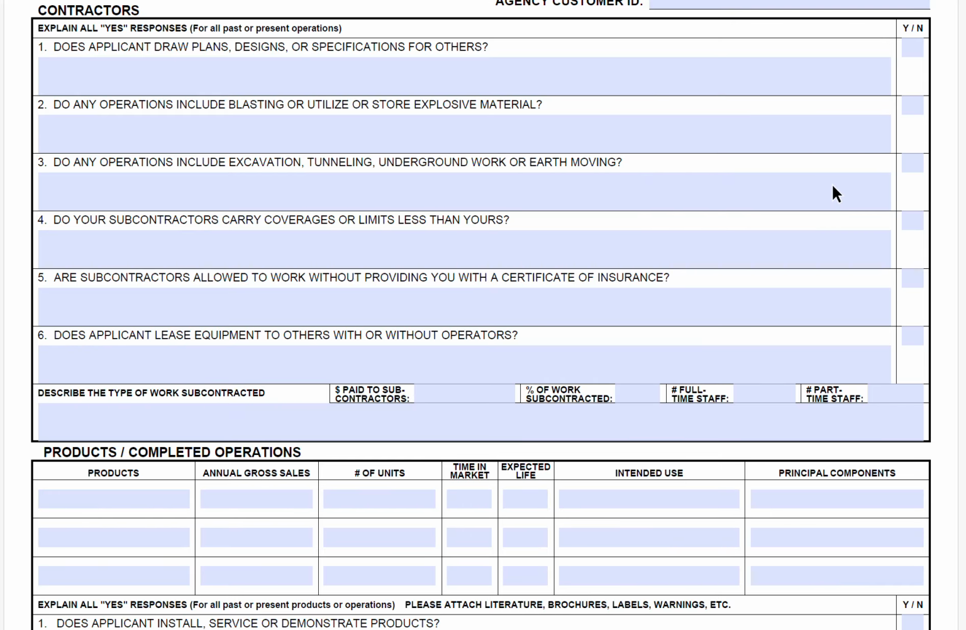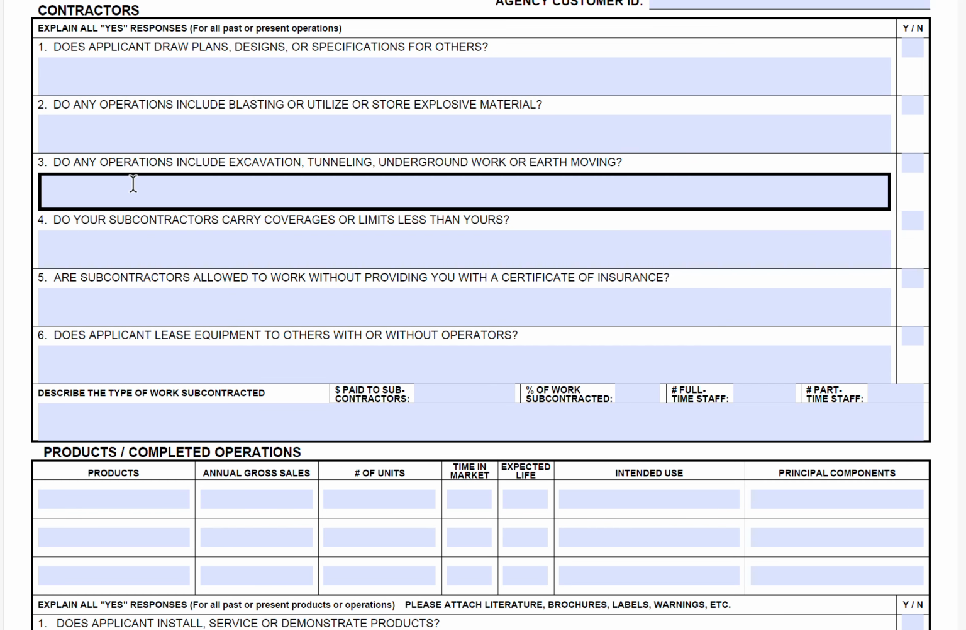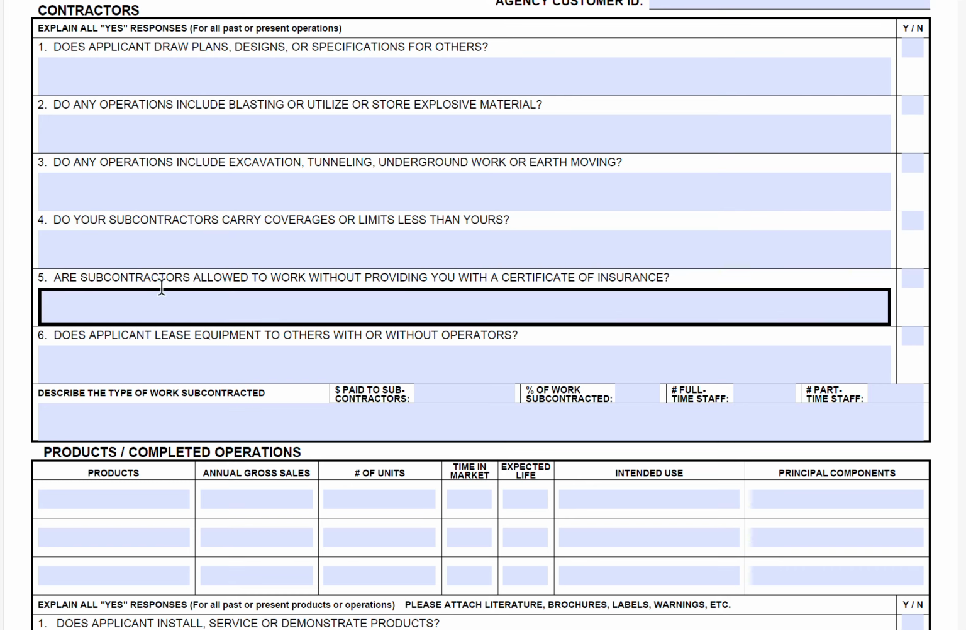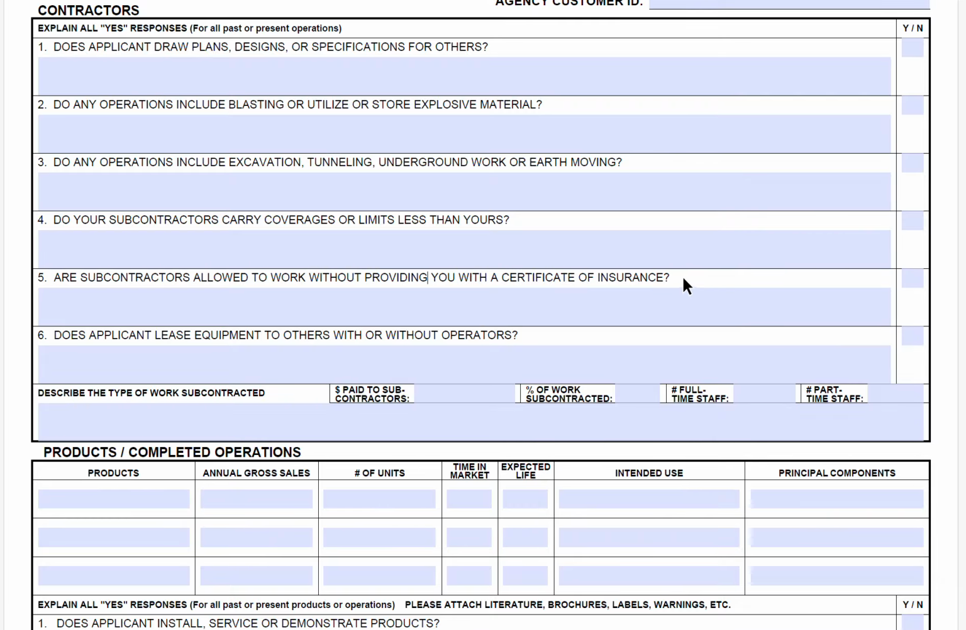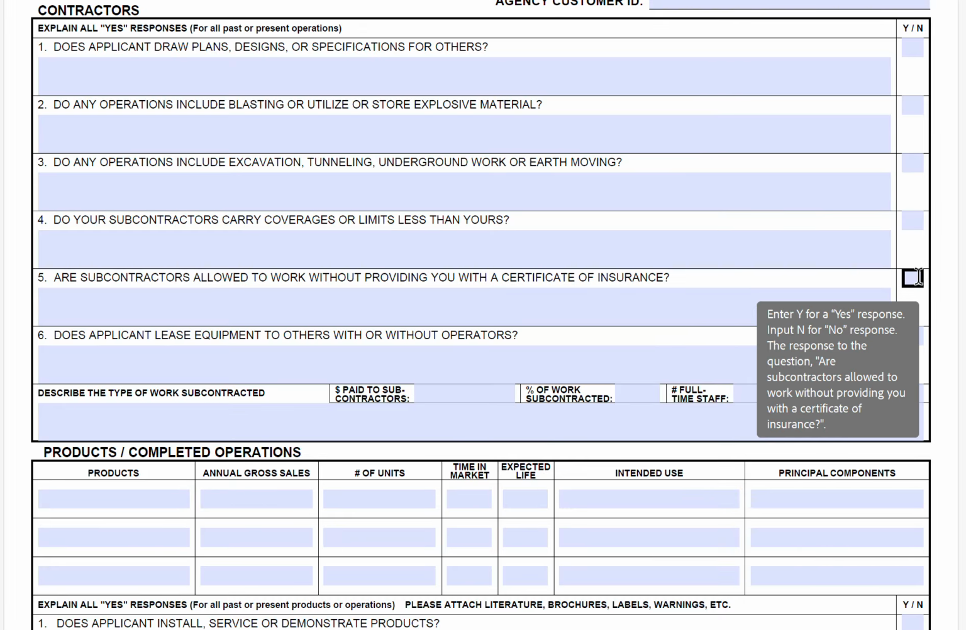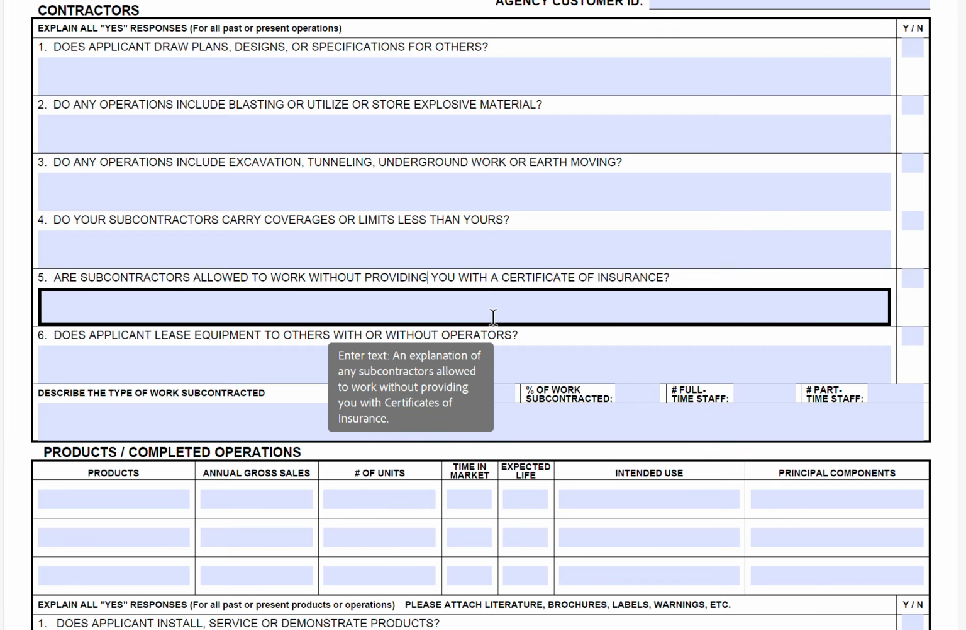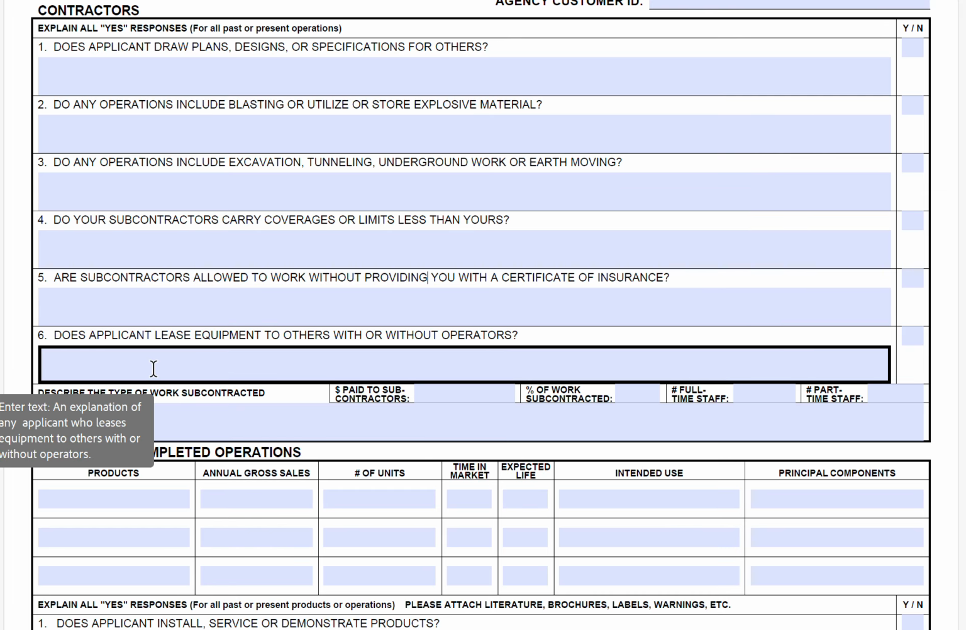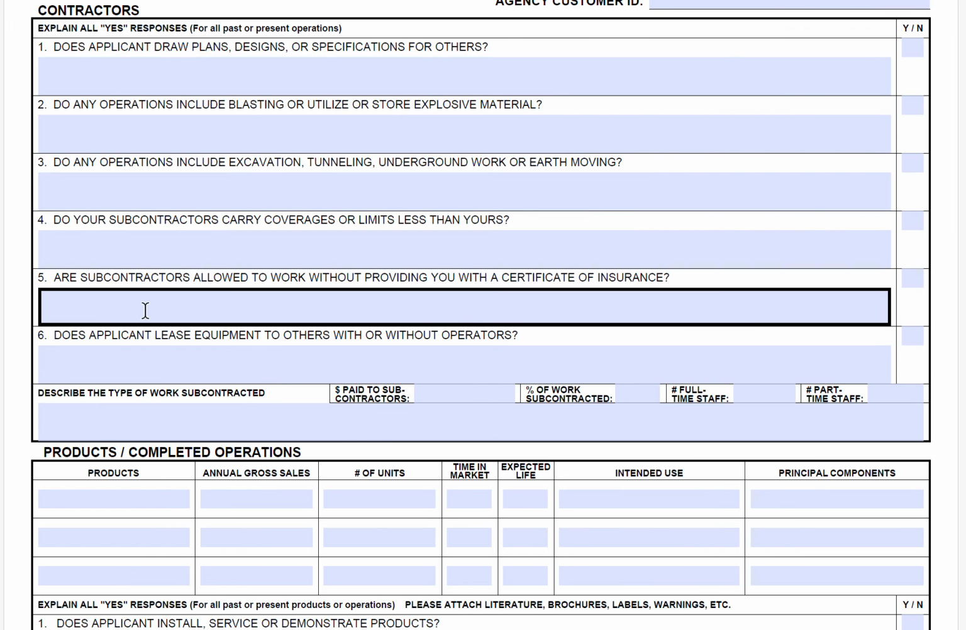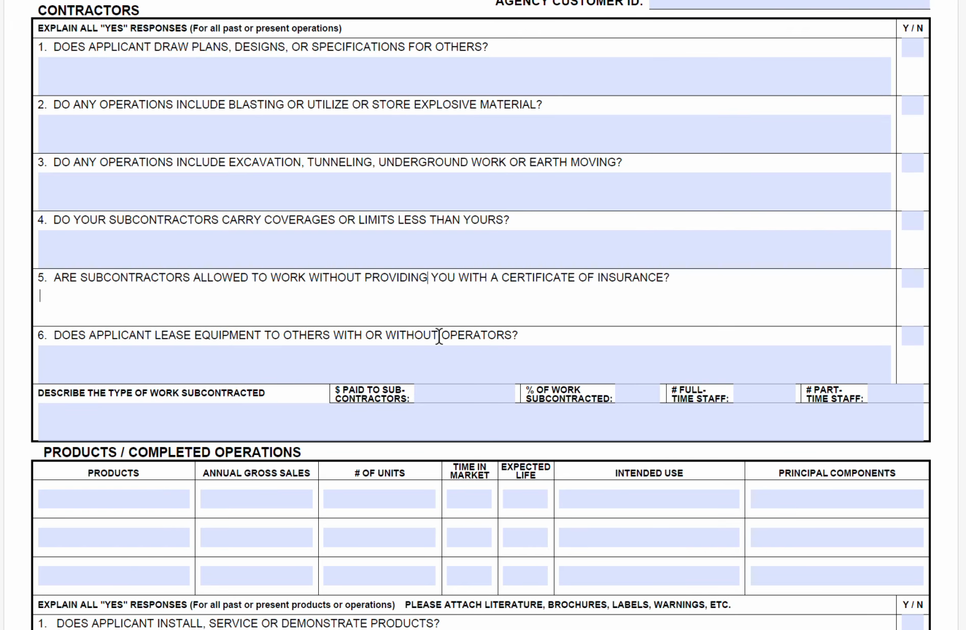Contractors, if there are contractors, it's important to answer these questions, and you can go through and read each one. If there's subcontractors allowed, it's really important that they do provide a certificate of insurance. But if they are not, you're going to need to put that they do not and then explain why. Most of the times they do not allow their subcontractors to work without providing a certificate of insurance. They need to be insured on their own. If they're not, it can be very, very expensive. Even on an audit, it can be very expensive if they don't have that.